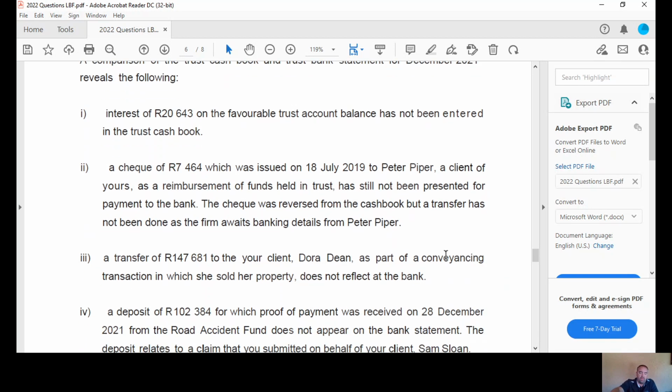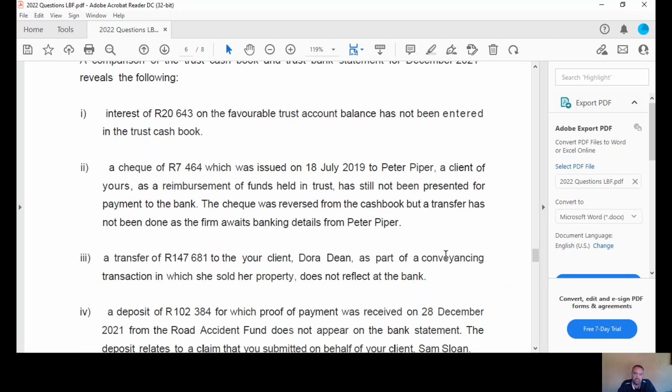Number 2, a check of 7,464 Rand, which was issued on 18 July 2019, this is 2 years ago, to Peter Piper, a client of yours, as a reimbursement of funds held in trust, has still not been presented for payment to the bank. The check was reversed from the cash book. So in other words, when the check went stale, they reversed it from the cash book. But a transfer has not yet been done as the firm awaits banking details from Peter Piper.